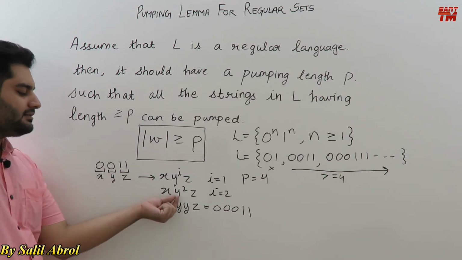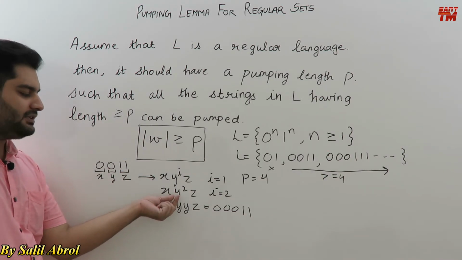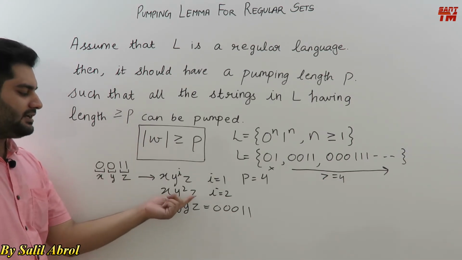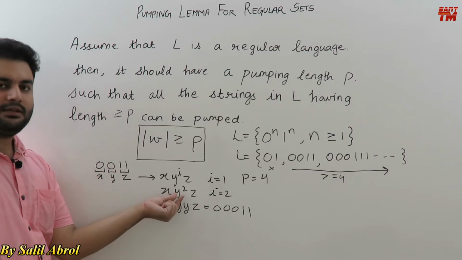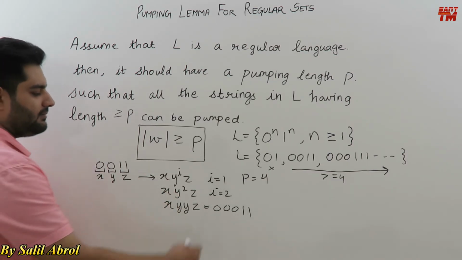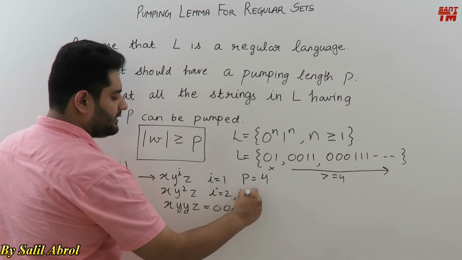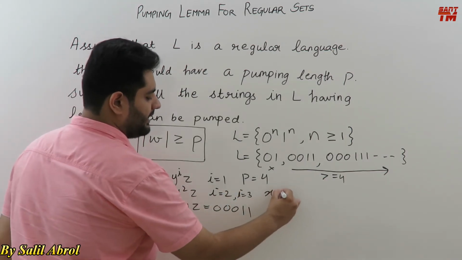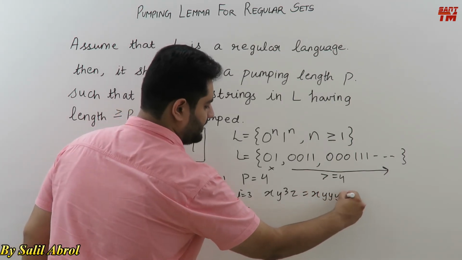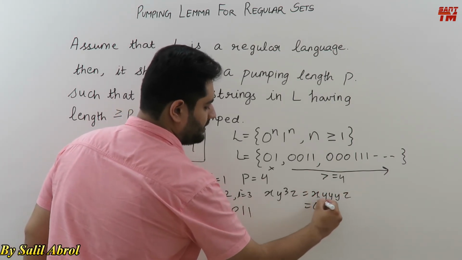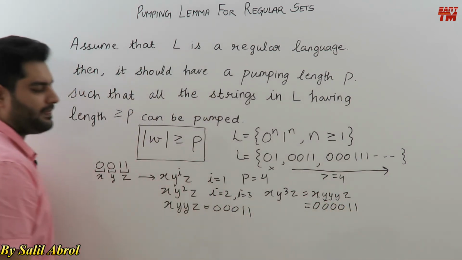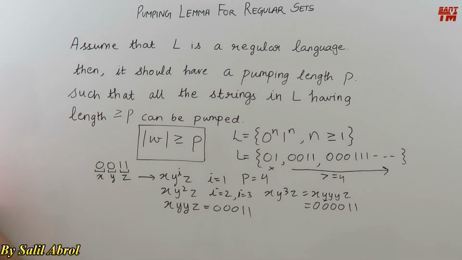We will loop the value of the middle part of the string, that is the y. We will not even touch x and z, we will only touch the middle part of the string, that is y, and loop it continuously. If I put i equal to 3, then it will become x y cube z, or x y y y z. It will become x is 0, y is 0 0 0, and z is 2 ones. So this is how we will pump the string.